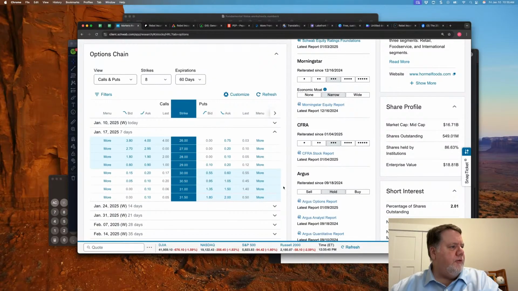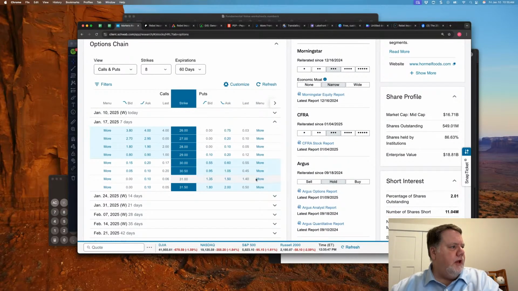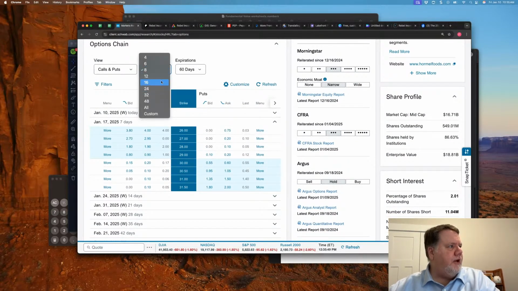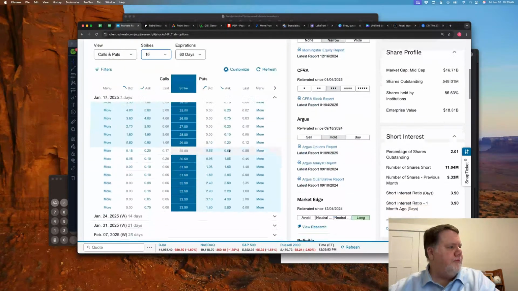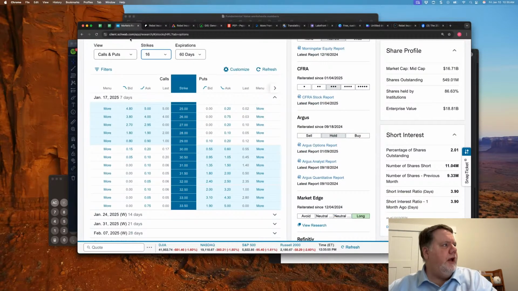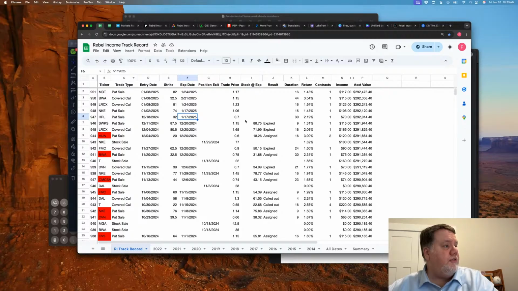The 17th, that's this one. And I'm going to have to expand the number of strikes. Here's the 32. Now on this one, I brought in, what was it? I said 70 cents.